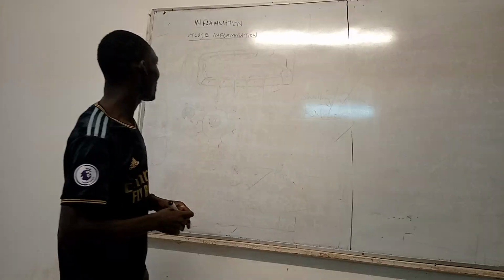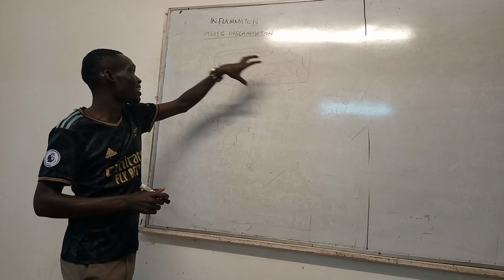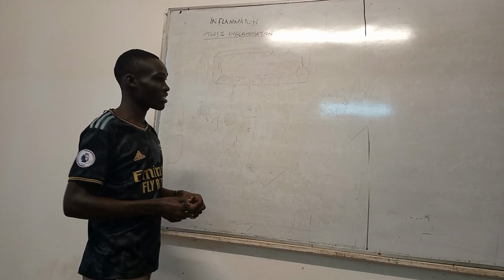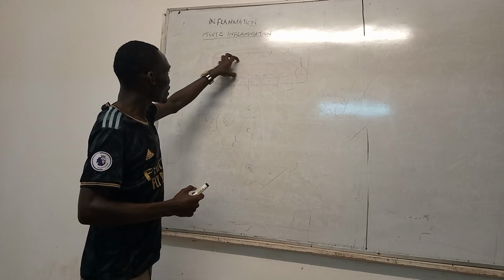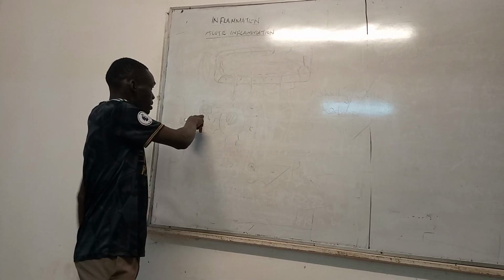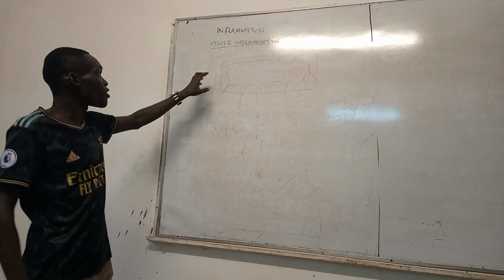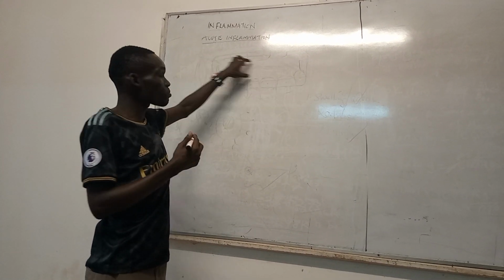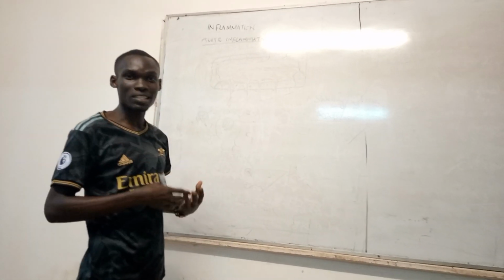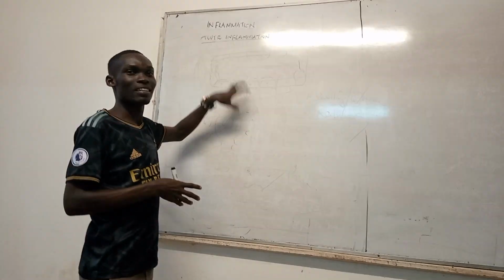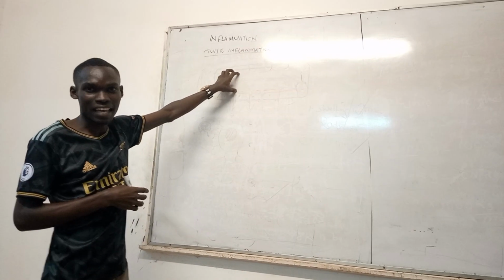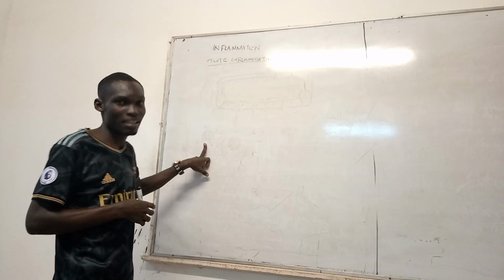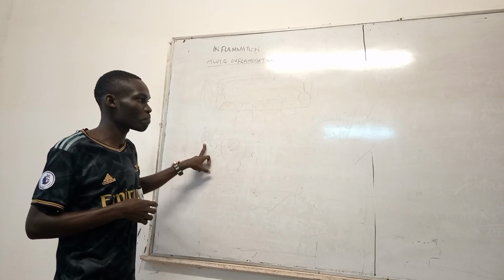Somebody may ask, why is the increase in blood flow important? Probably because remember we have a bacteria here. We need more blood. We need more plasma fluid. The plasma fluid contains immune cells. So we want more immune cells to infiltrate the area so that they can fight against the bacteria.